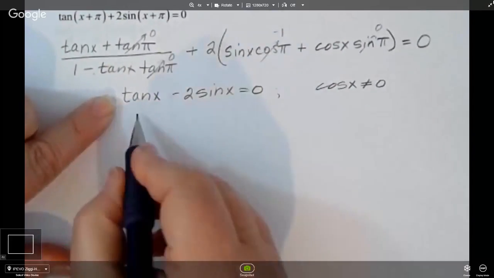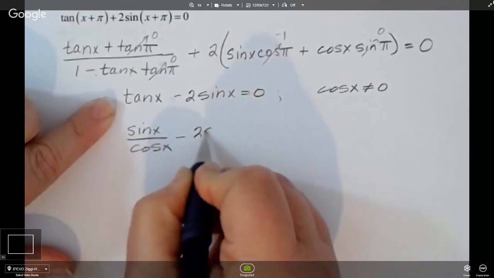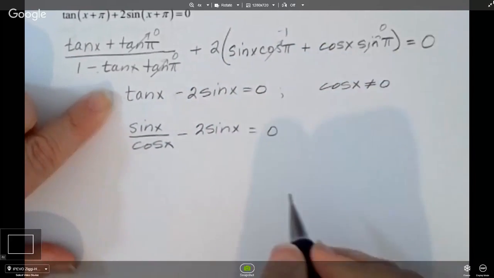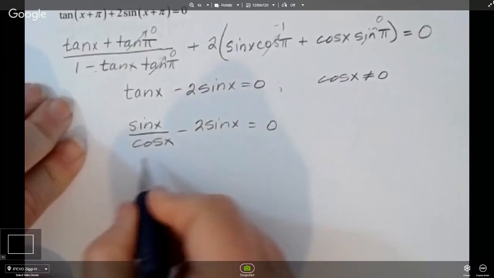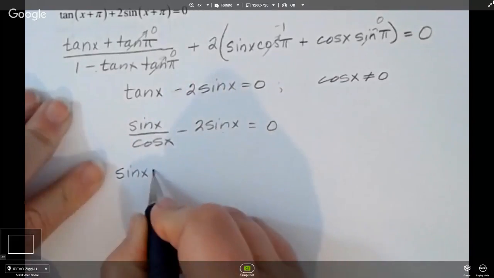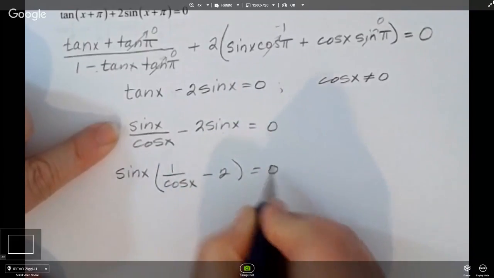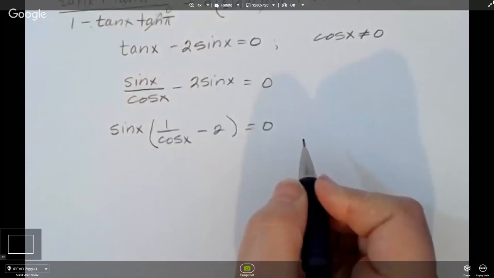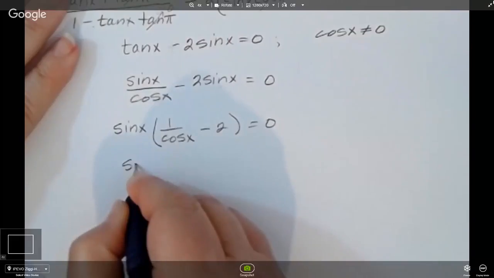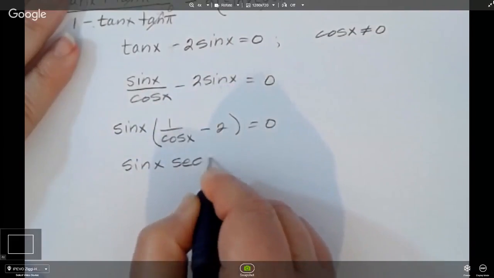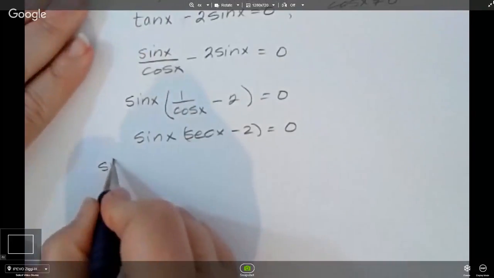All right. So I'm going to change this to sine x over cosine x -2 sine x equals 0. And I notice right away that I have 2 terms here and I have a similar factor. So I'm going to factor that out. I'm going to say sine x times what's left, 1 over cosine x -2 equals 0. So I'm going to set both of these factors equal to 0. Or you could recognize right away that this is sine x times secant x -2. And we're going to set the sine x equal to 0.